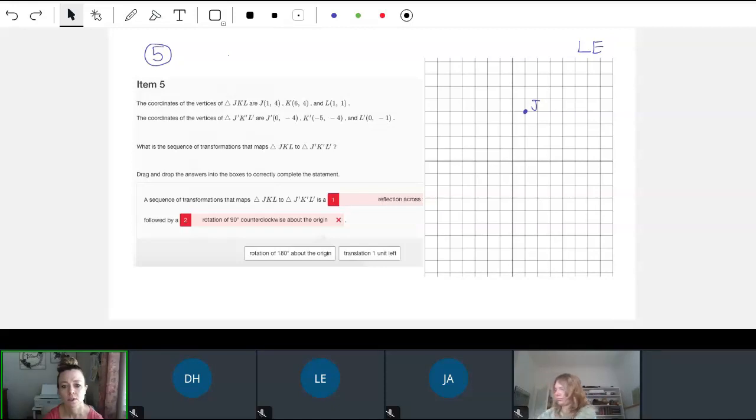So I'm going to graph point J. K is at, anyone want to help me out? Graph point K and point L. K is at 6, 4. See, I got point K. Can somebody put point L up there? 1, 1. All right. Point L. All right, and so if I connect these, I'll get my triangle, right? So here's what my triangle looks like.